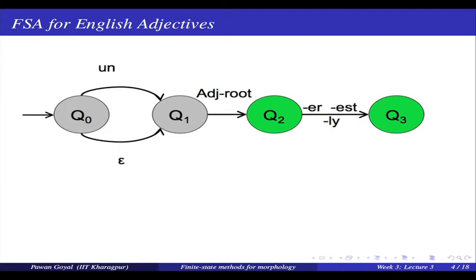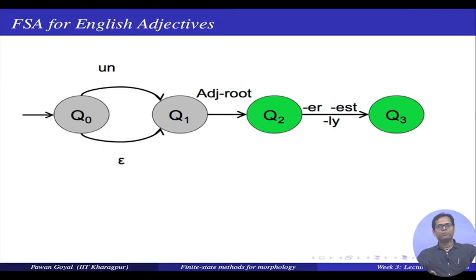Similarly, this is an FSA, Finite State Automaton, for English adjectives. So you have some prefix like un. Then you have the actual adjective root like happy, and then you have certain suffixes like er, est, ly. So you see here we are also showing some sort of morphotactics, that is, what kind of morphemes follow other kinds of morphemes. Okay, so now what kind of words can you generate by using this automaton?